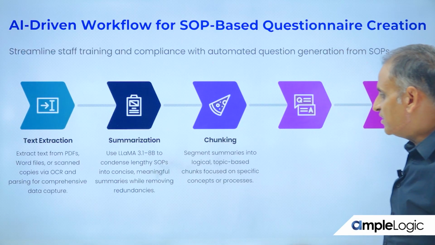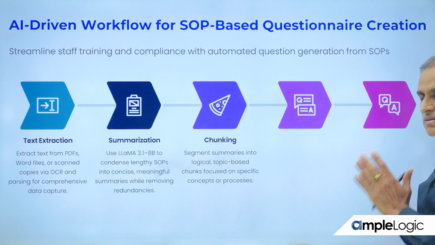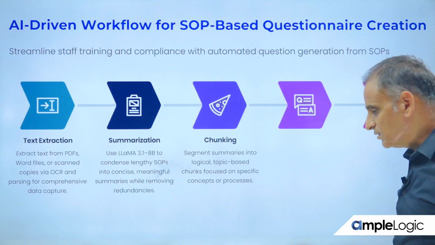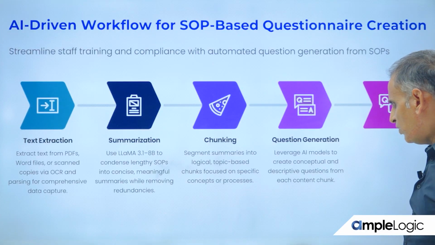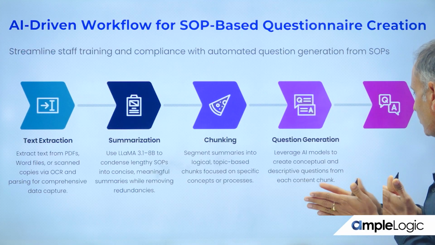And the next one is chunking. Here we segment the summaries into logical, topic based chunks focused on specific concepts or processes. This is the chunking process that has been done here. Then after that, we have done the questionnaire generation, leveraging the AI to generate these particular questions.